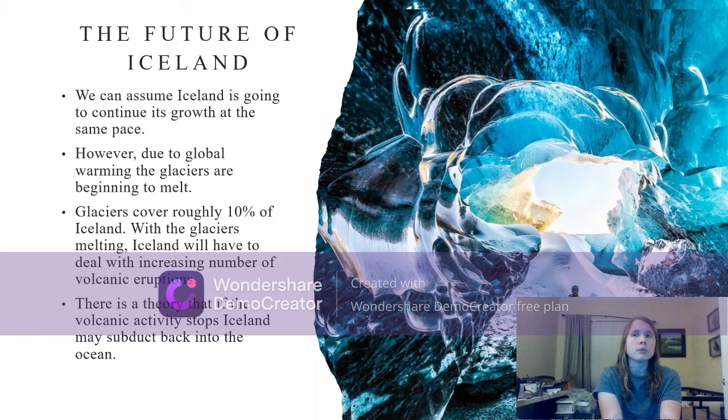Glaciers cover about 10% of Iceland, and if they begin to melt, then Iceland will have to deal with many more volcanic eruptions. There is a theory that if the volcanic activity stops, Iceland may subduct back into the ocean.